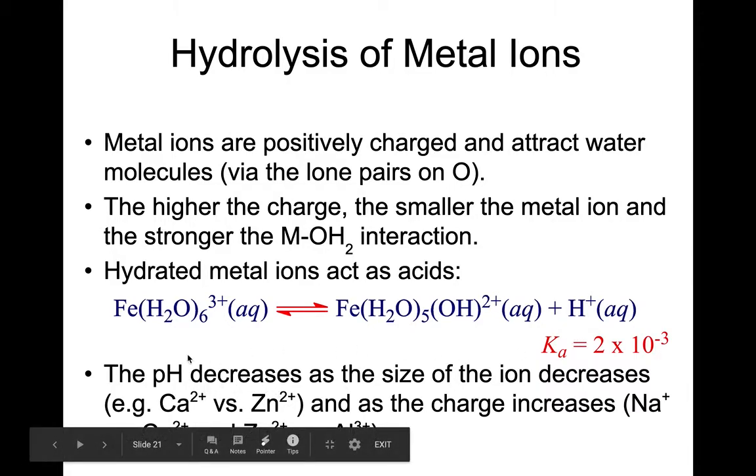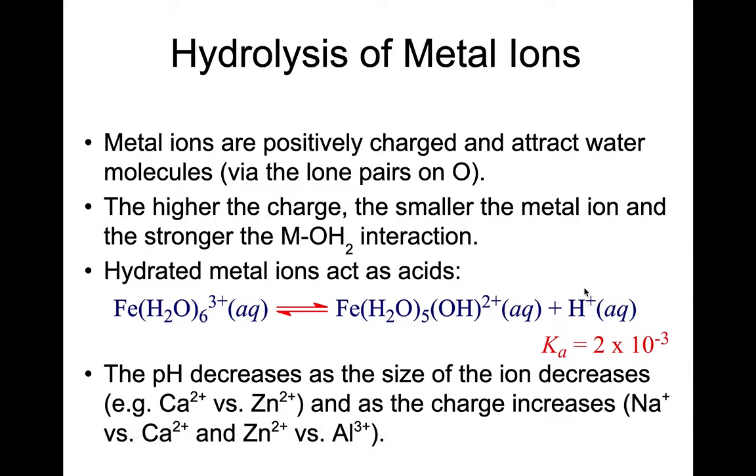The pH will decrease, so the solution will become more acidic as the size of the ion decreases, so for smaller ions, and as the charge on that ion increases. So between calcium and zinc, for example, the smaller ion is going to have a greater effect on the pH. It's going to be more acidic. And between sodium and calcium, the greater charge is going to have a greater effect on the acidity. Same for zinc and aluminum. Greater charge, greater effect. It'll decrease the pH more. It will make the solution more acidic.